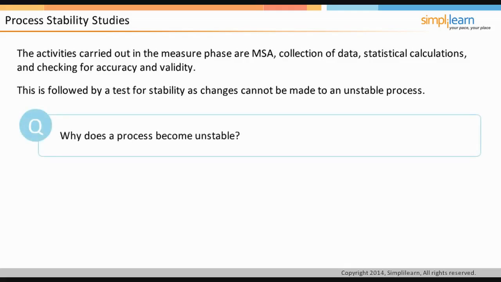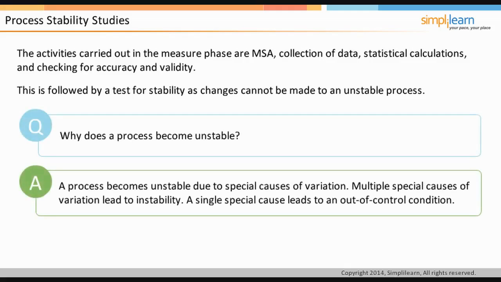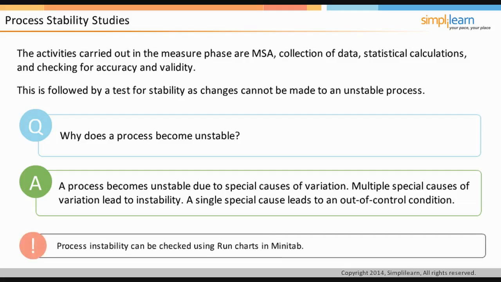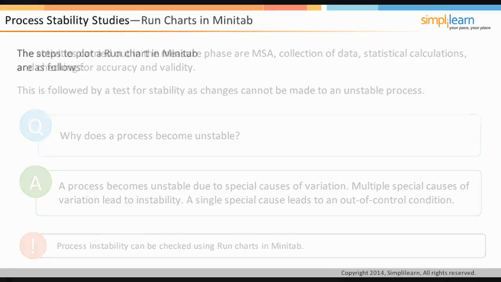Why does a process become unstable? A process can become unstable due to special causes of variation. Multiple special causes of variation lead to instability. A single special cause leads to an out-of-control condition. Run charts in Minitab can be used to check for process stability. Let us look at the steps to plot a run chart in Minitab in the following screen.